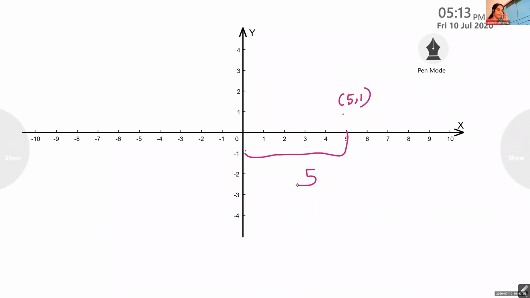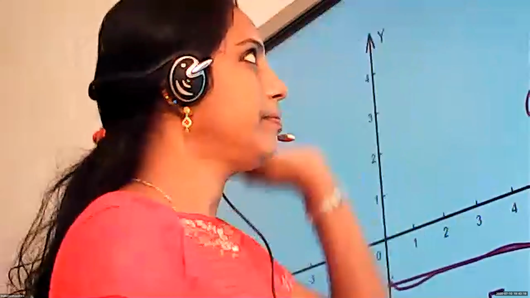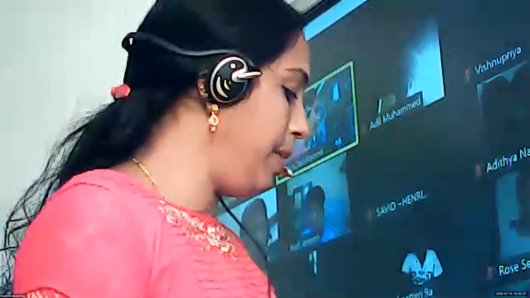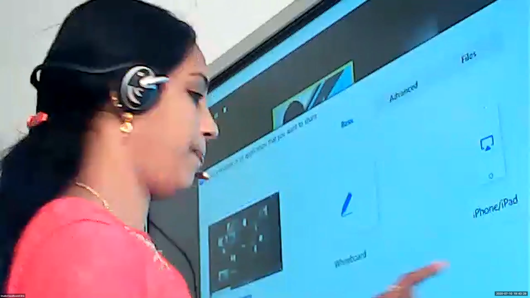Surya, are you listening? Yes, ma'am. Okay. The distance from the y-axis is the x-coordinate. Did you understand that? The distance from the y-axis is the x-coordinate. So what will be the y-coordinate? From the x-axis. I'll give one more example.